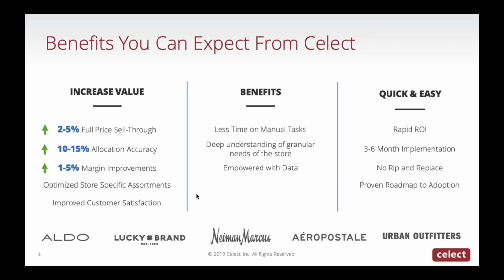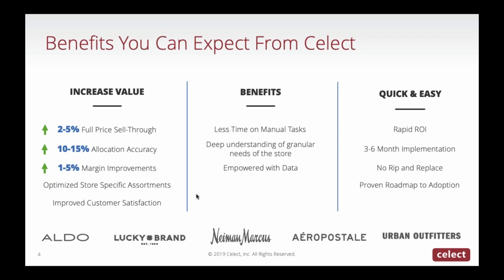So 2 to 5% increase in full price sell-through. The second is really around allocation accuracy, which is really all about, where I send the receipts, am I better aligned to where they're going to sell? And then finally, margin improvements, which is typically about 1 to 5%. But in addition to that, some of the softer benefits would be that it takes a lot less time, especially on manual tasks.